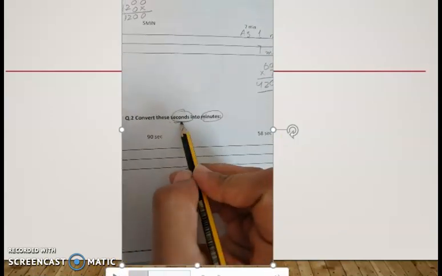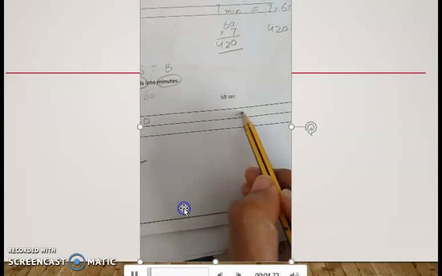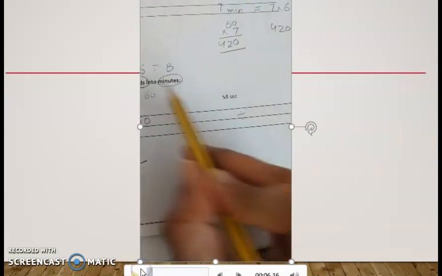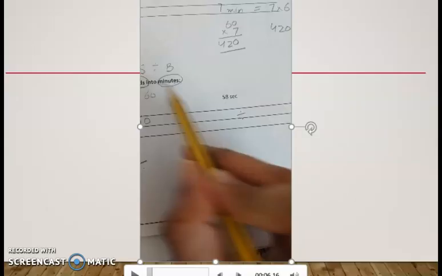Now, I have question number 2. They said that you have to convert seconds into minutes. They said seconds to minutes, and second is smaller than minute. So it means we have to convert small to big. For converting small to big, we have to do division. So I will do division here.